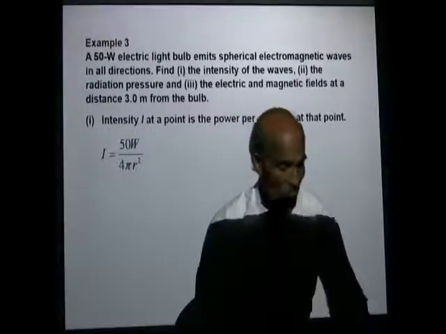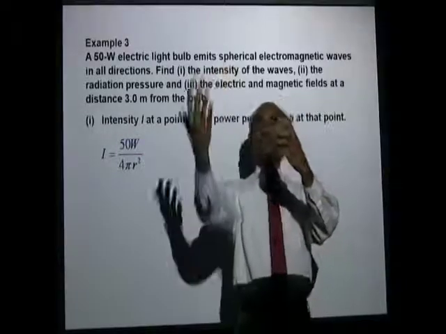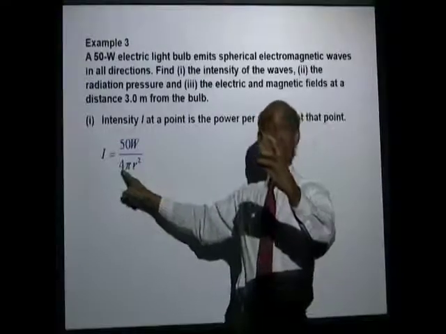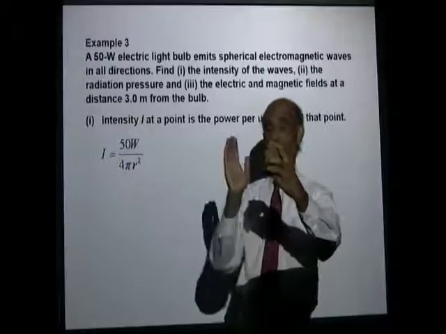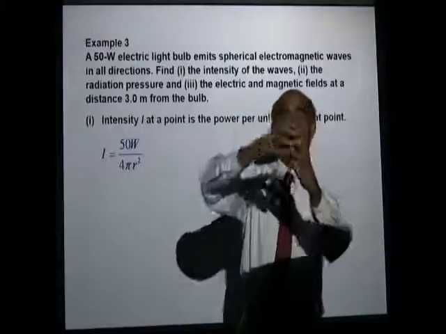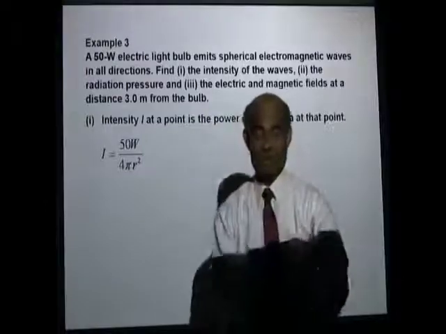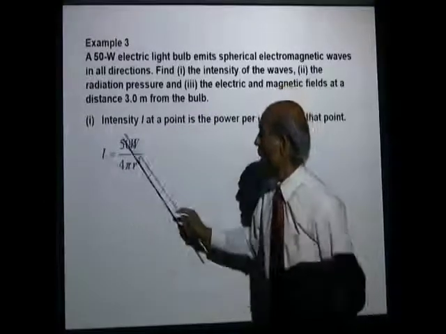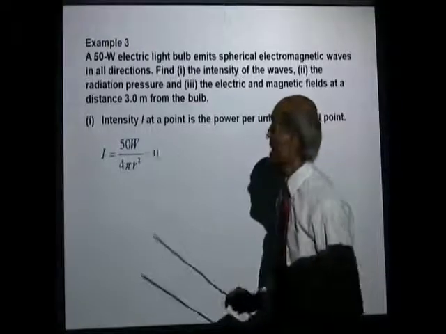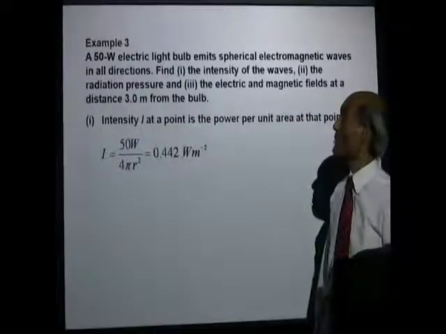If I have the bulb, lighted bulb here, if you take a surface of radius r around it, the area of that surface will be 4 pi r squared. So if you want to find the intensity at any point, divide the total power, which is the 50 watt given to us, by the total area, which is 4 pi r squared. So intensity I is power divided by the area, and that will be 0.442 watt per meter squared.